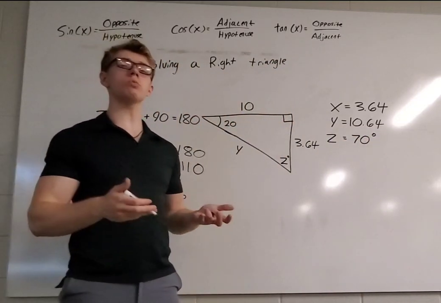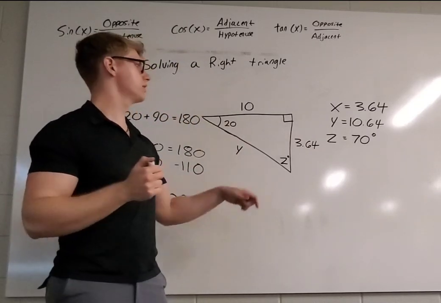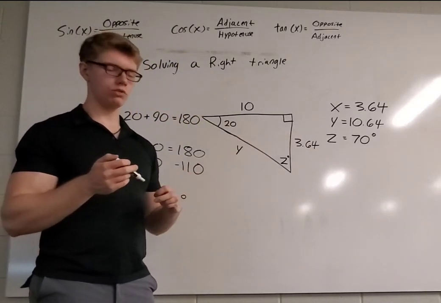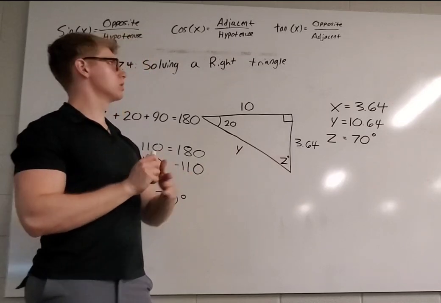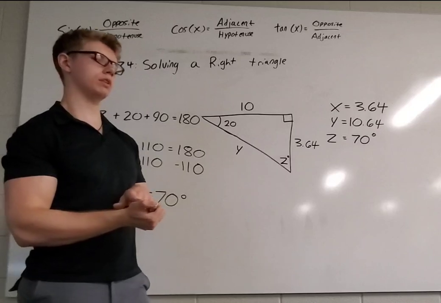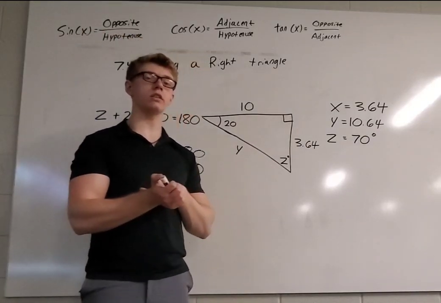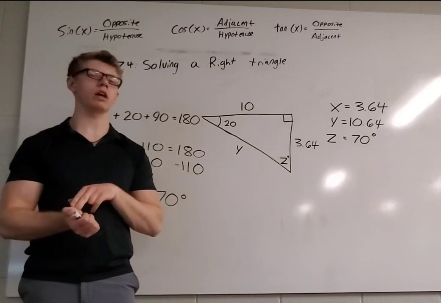Now there might be some situations where you need to use the inverse ratios to solve for angles, say if you're given two sides. But if you use the trig ratios, as well as your knowledge of triangles in general, that the angles inside of them add up to 180, and the Pythagorean theorem, you can also make your life a lot easier.